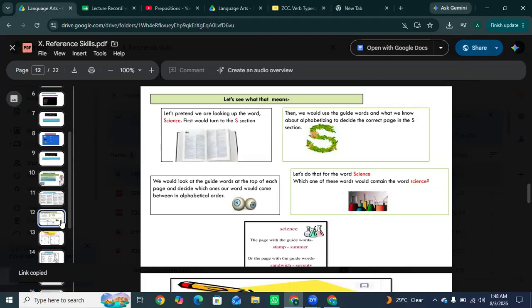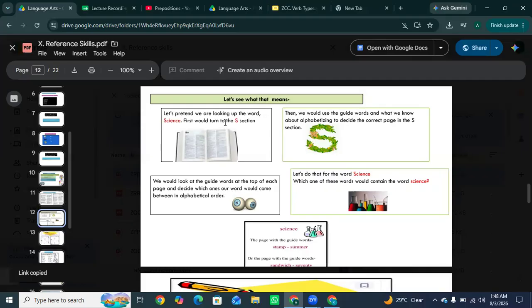So let's see what that means. Basically, how to find the word science. Let's pretend we are looking for the word science. First, we turn to the S section. So you open the dictionary to the S section. Step two is to look at the guide words at the top of the pages. Choice A is stem and summer. And choice B is sandwich and 70.